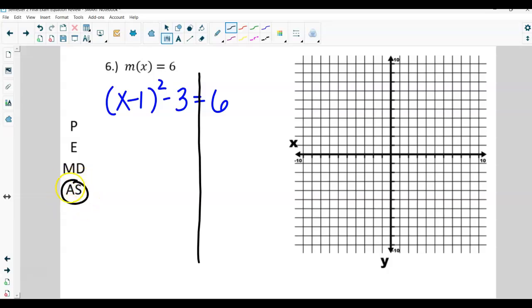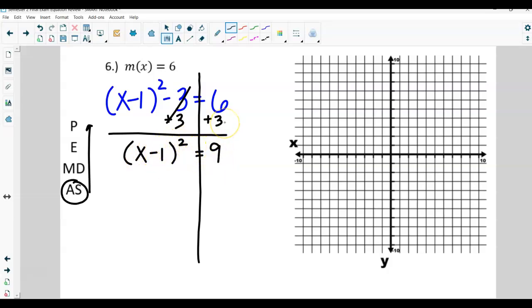So addition, subtraction, we work our way up. We can get rid of this minus 3 by adding the 3. And so we get x minus 1 squared equals 9. Again, that minus 1 is trapped by parentheses, so we can't access it for the addition step here. We don't have any multiplication. Like if there is something in front, we would take care of it like we did before, but there's no number there, and so we don't have any multiplication to take care of.